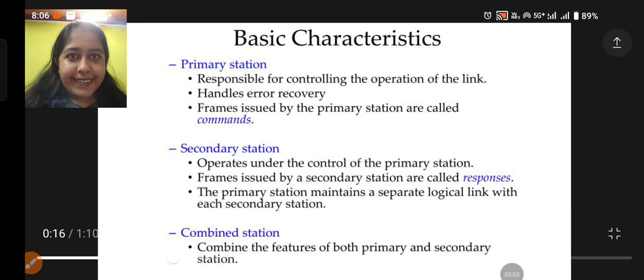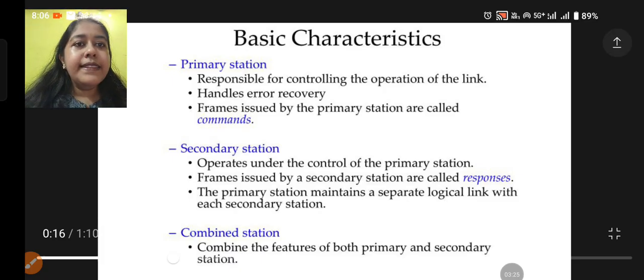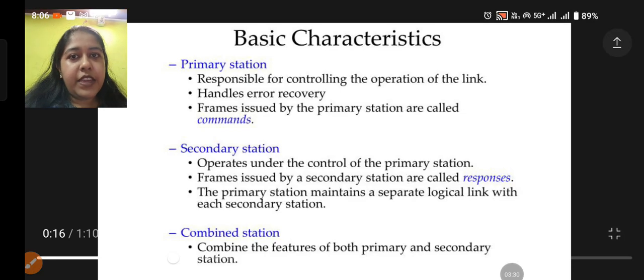Now what are the basic characteristics of this protocol? First, the primary station, from which frames are leaving, is responsible for controlling the operation of the link. Whatever operation happens within this link, the primary station is responsible for controlling it. Then it handles error recovery. Whatever error occurs, the error recovery is handled by HDLC. This is also a characteristic of the HDLC protocol.